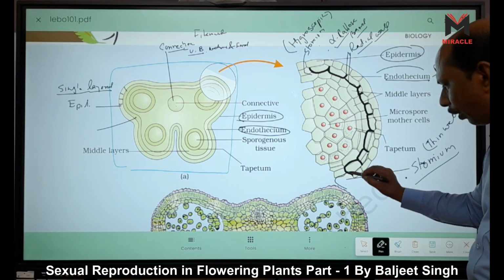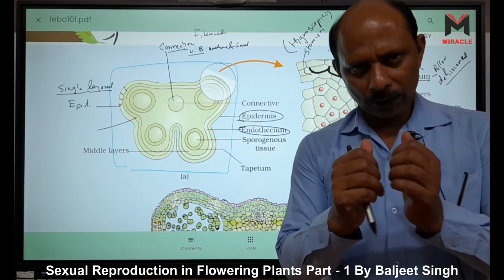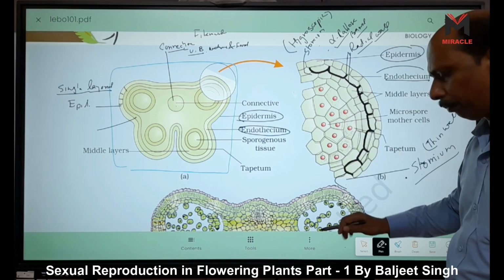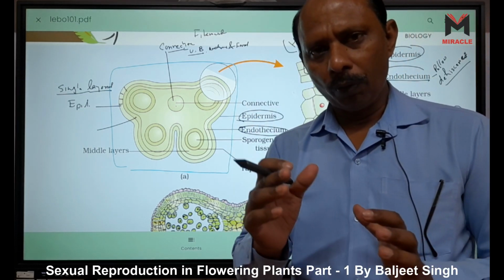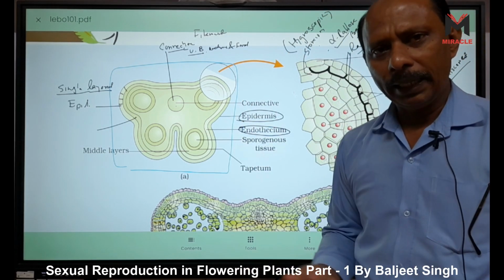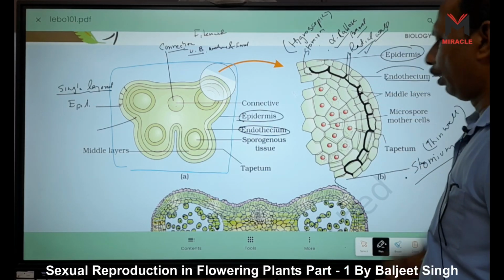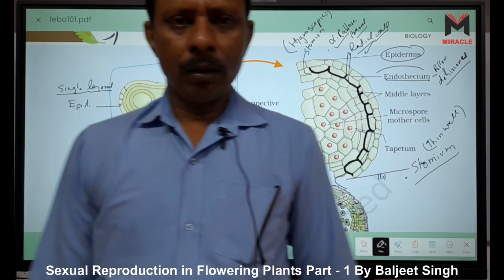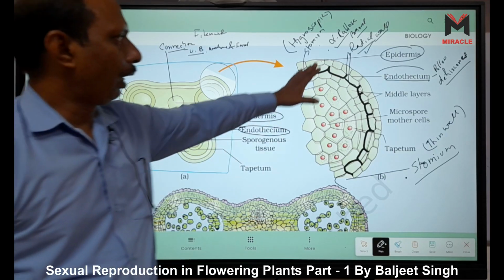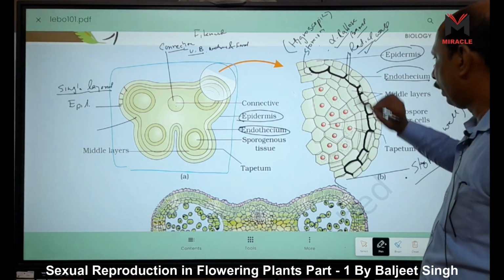So they create pressure on this stomium, and what happens? These cells rupture because they are thin-walled. When they rupture, they form a pore or a groove, or we can say a slit-like opening, from where the anthers are dehisced. So this endothecium is the major part responsible for pollen grain dehiscence. Do you understand this word? And their alpha callose band is responsible.